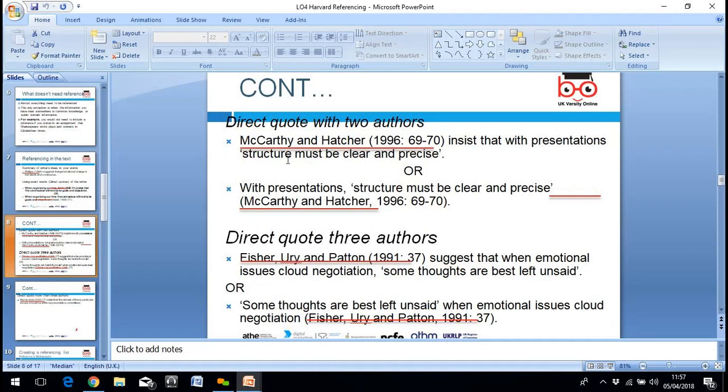If you're using two authors, then you will have two names and when it was. They insist that with presentations, structure must be clear and precise. So again, your inverted commas there. Or, with presentations, structure must be clear and precise, and then again it goes in afterwards. So it doesn't really matter. Either way will do.